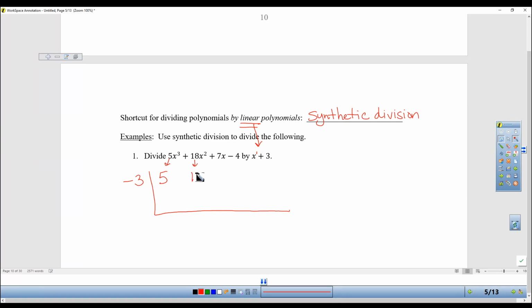5, 18, 7, -4. Okay, so I put the coefficients. And then I use this little trick. I add these two things. Since there's nothing here, I'm going to add 0. And then I multiply.